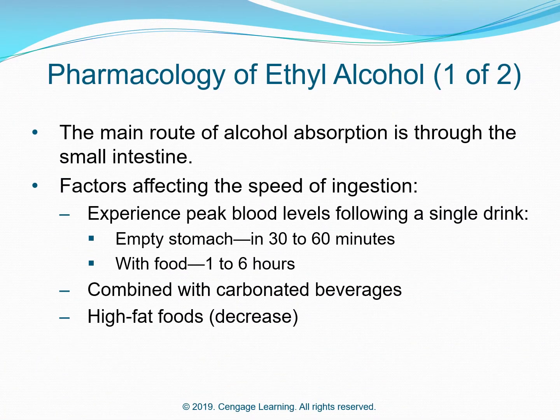Pharmacology of ethanol alcohol. The main route of alcohol absorption is through the small intestines. Factors affecting the speed of absorption: people experience peak blood levels following a single drink on an empty stomach in 30 to 60 minutes. With food, 1 to 6 hours. Combined with a carbonated beverage, absorption speeds up; high-fat foods decrease it.